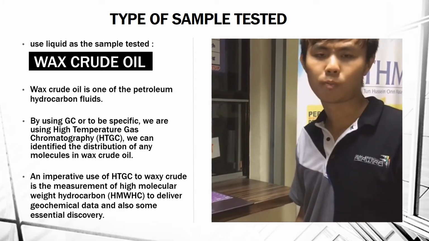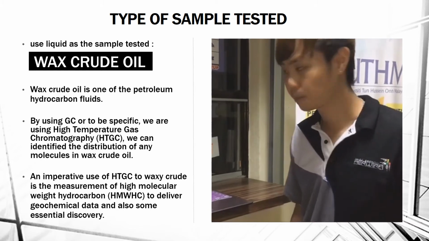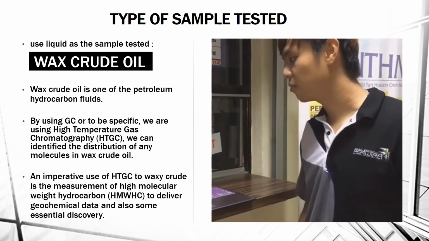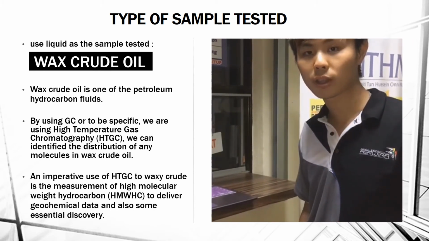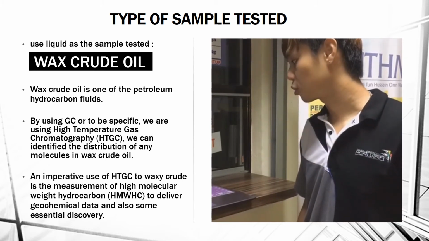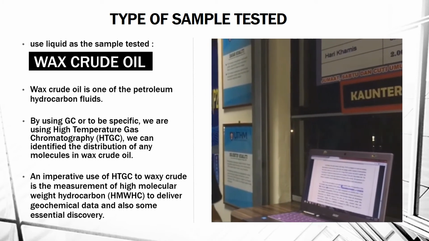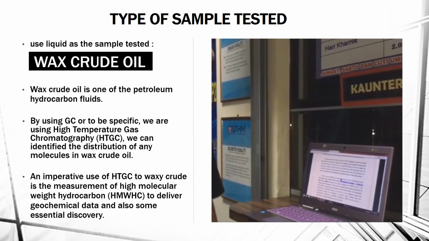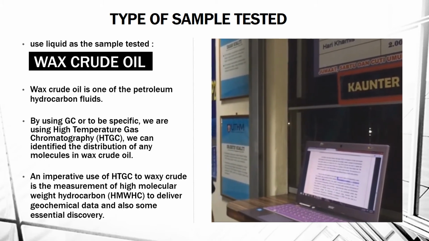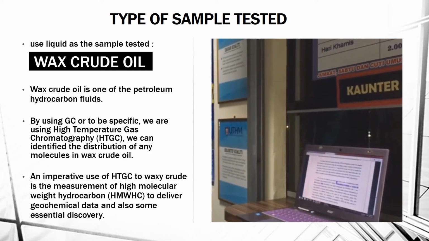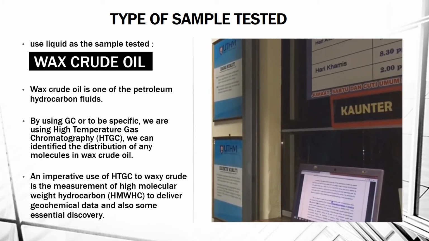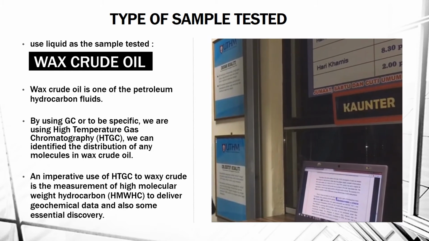In this step, we use the HTGC method. We can identify the distribution of any molecule in waste crude oil, and the imperative use of HTGC for waste crude oil is the measurement of high molecular weight hydrocarbons to deliver geochemical data and also some essential discoveries. Actually, this research is taken from another journal. According to this article related to this topic, HTGC investigation of crude waste samples initiated that waste usually consisted of hydrocarbons with carbon numbers up to about 40 to 50.